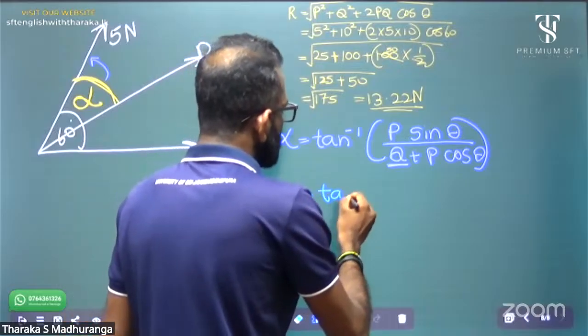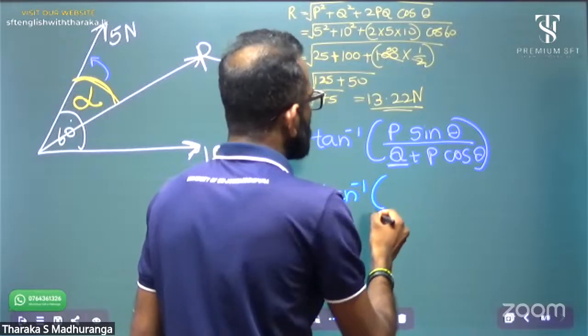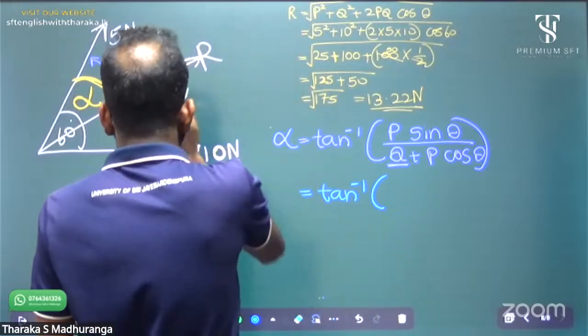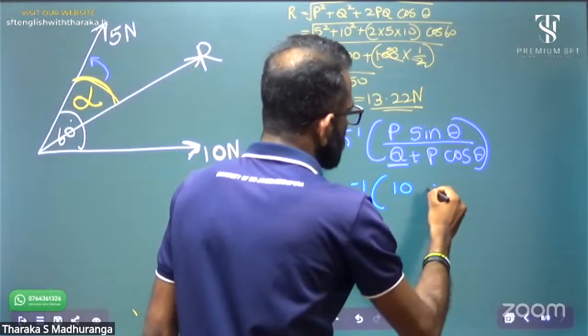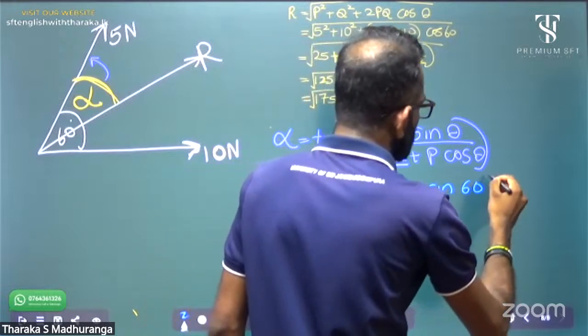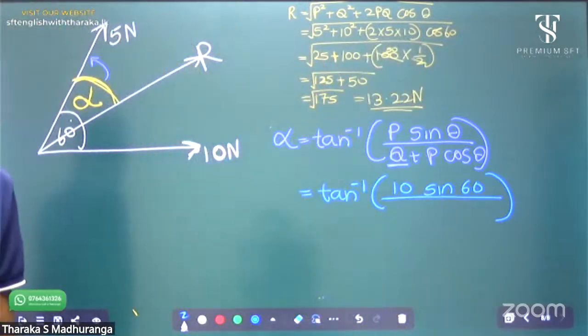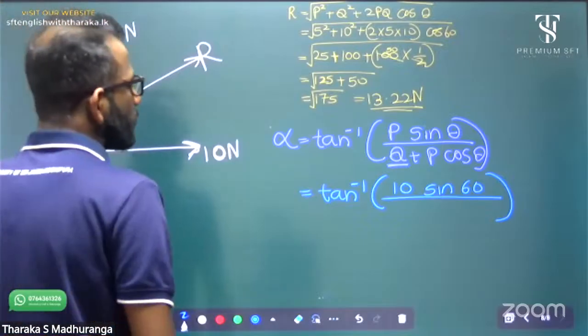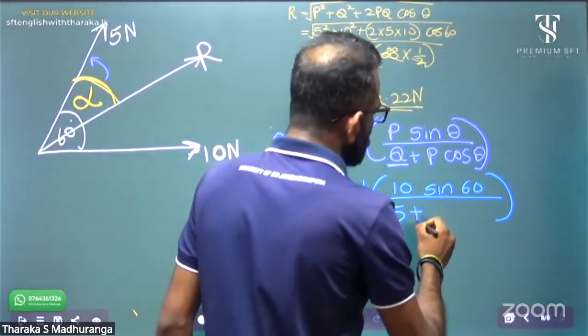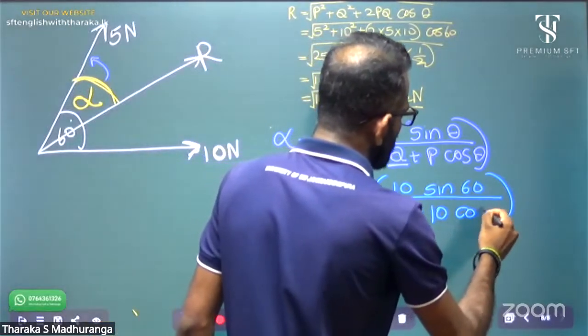Tan inverse. What is the P? The opposite one, the remaining one, 10. 10 sin 60 over Q, which is always the angle side. Angle side, 5. 5 plus 10 cos 60.